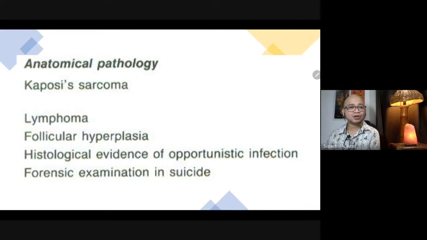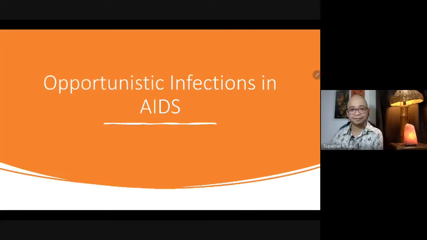In anatomic pathology, the most common type of malignancy is Kaposi sarcoma. And this is also accompanied by lymphoma, follicular hyperplasia, histological evidence of opportunistic infection, and sometimes forensic examination in suicidal cases is also a possibility in some cases because of the depression brought about by having HIV or AIDS.